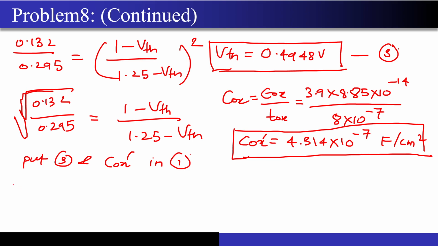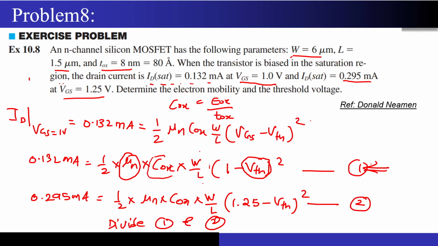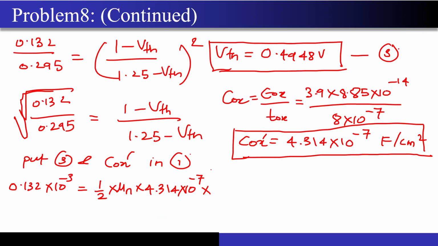So now what will we get? We already have 0.132 into 10 to the power minus 3, because it is a milliampere, equal to half into mu n, I don't know, the Cox value I have just found out, 4.314 into 10 to the power minus 7, half mu n Cox into W by L. What about the W by L? W has been given as 6 micrometer, L has been given as 1.5 micrometers, so it is 6 upon 1.5, into VGS minus VTH the whole square. So 1 minus VTH, which I already found out, 4.4948, the whole square.